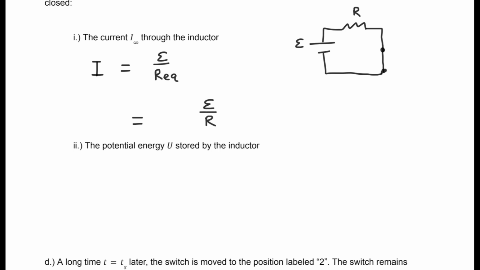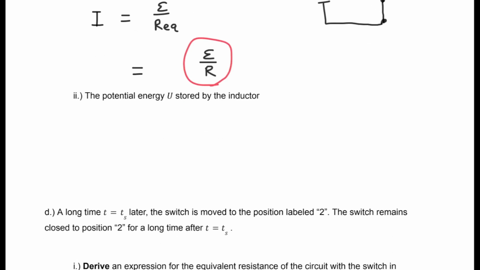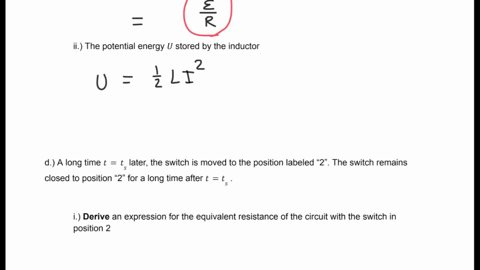Then for our potential energy stored in the inductor, our formula for that is that U is equal to 1/2 Li squared. It's like our kinetic energy. So it's 1/2 times L times the current squared, which is epsilon over R. So this would be our expression.